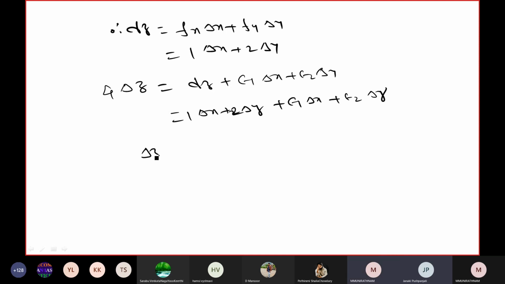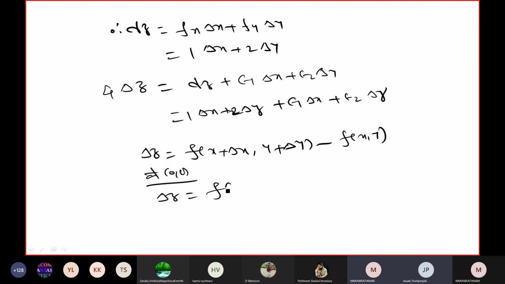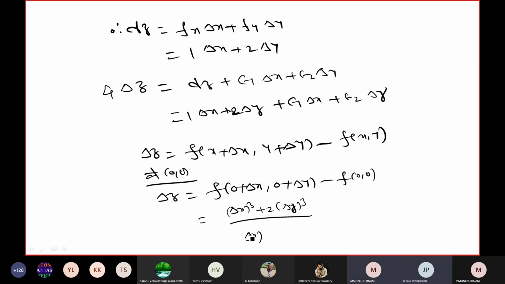So what is delta z actually? Delta z is f of x plus delta x comma y plus delta y minus f of x comma y at 0 comma 0, which is f of 0 plus delta x comma 0 plus delta y minus f of 0 comma 0. So this is delta x whole cube plus 2 delta y whole cube by delta x whole square plus delta y whole square minus 0. Is it okay? Anyone?